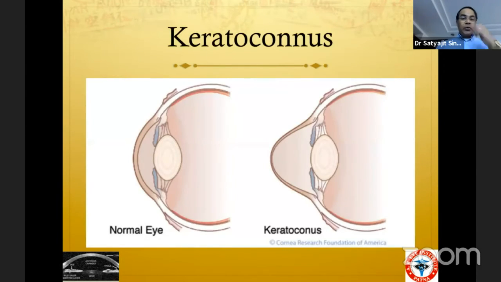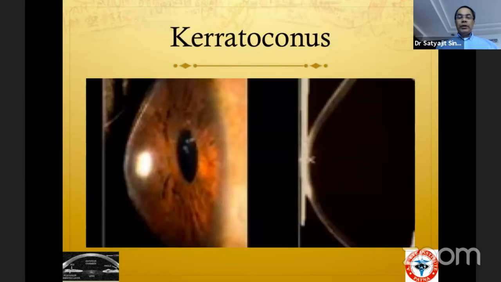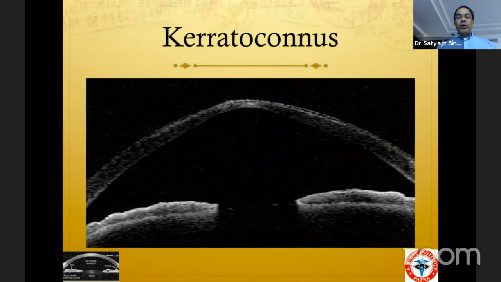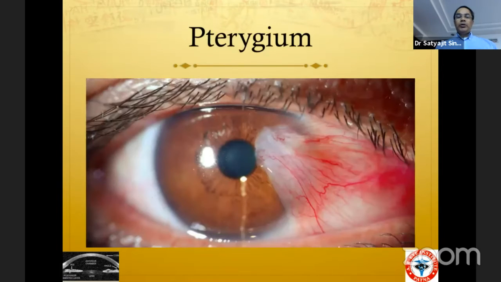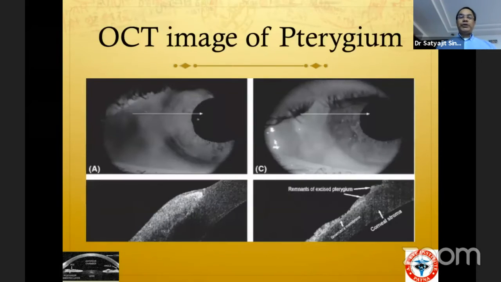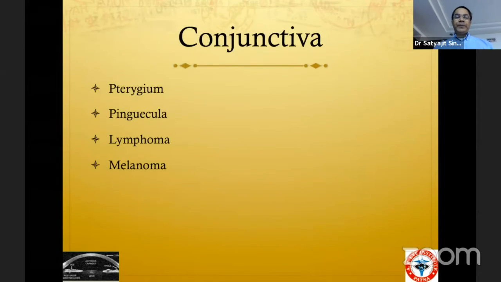This is a picture of keratoconus, where you can see the slit lamp picture. And on OCT, you can see it like this, the anterior segment picture. You can also see the intracorneal rings, stromal rings. You can also see the pterygium, and it also helps during the management of pterygium excision. You can see the depth to which the pterygium has gone. And this is the OCT image of the pterygium. You can actually see the remnants of the excised pterygium and the corneal stroma.